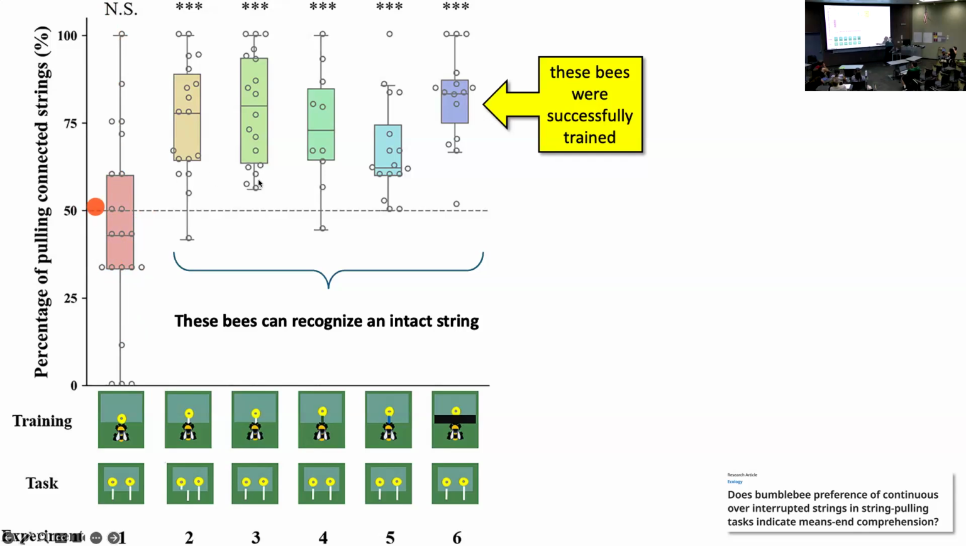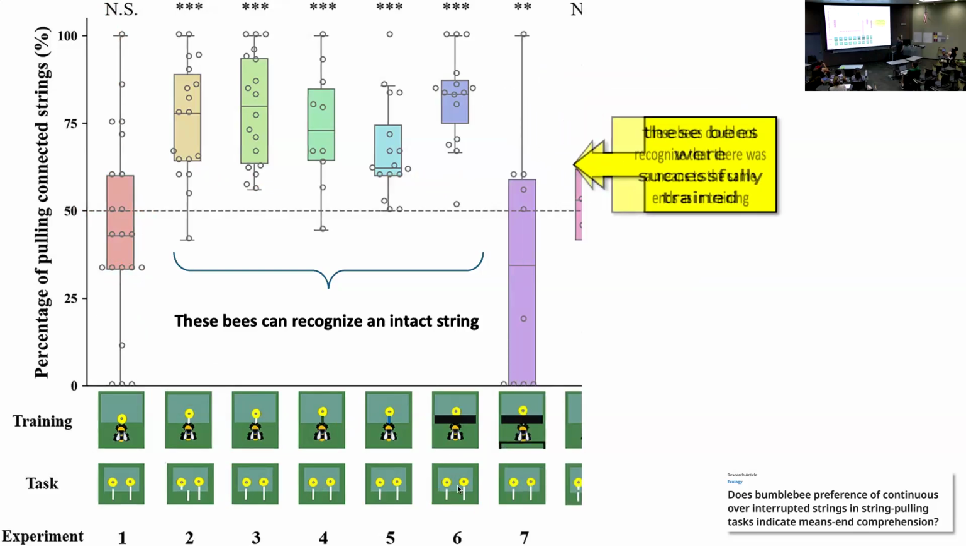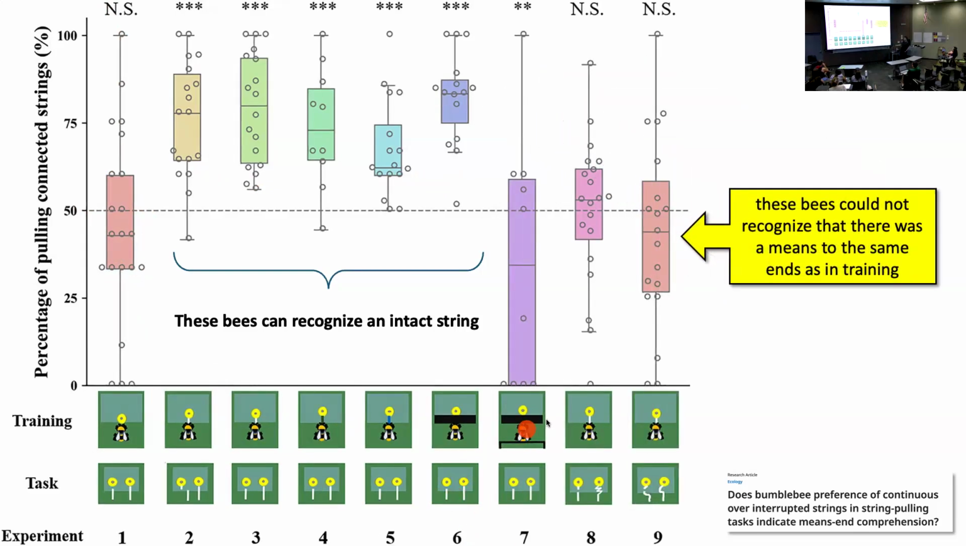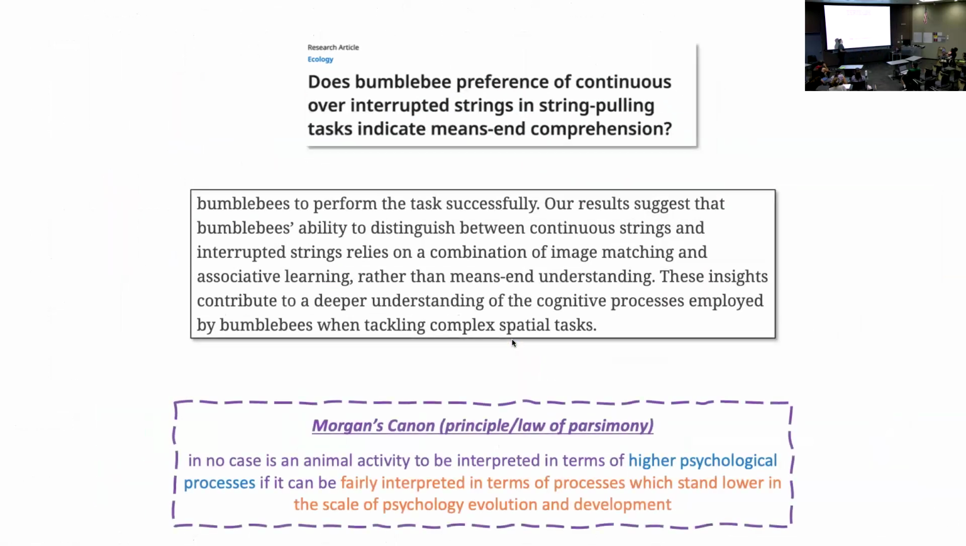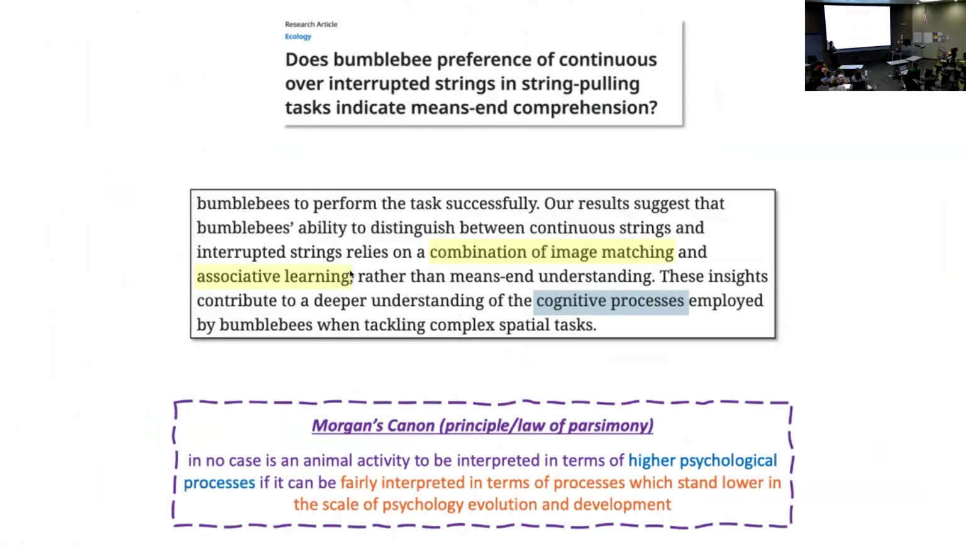But on all the rest of these, experiments 2 through 6, which are summarized down here, they're able to accurately pick the string that's not cut. So that's cool. But then what about these other ones? In these cases where they train them and they can't see the string, or they use the coiled cases here, they go back to chance. In this one, it almost looks like they're choosing the broken one more often than the fixed one.